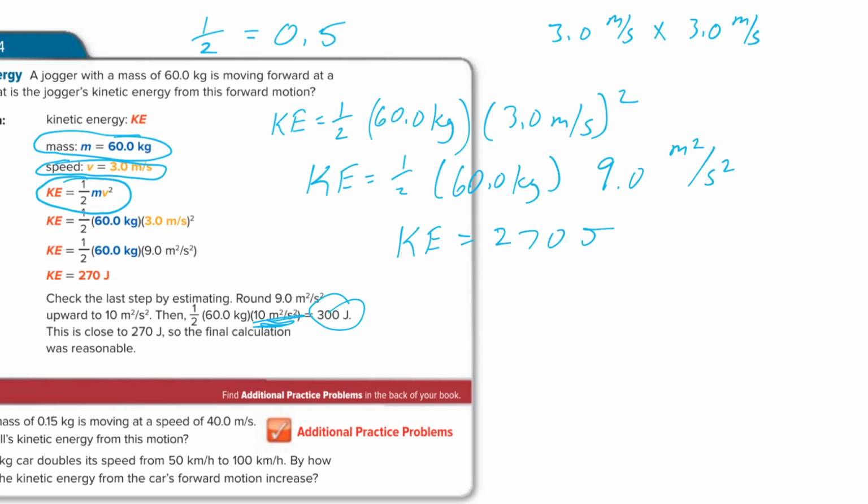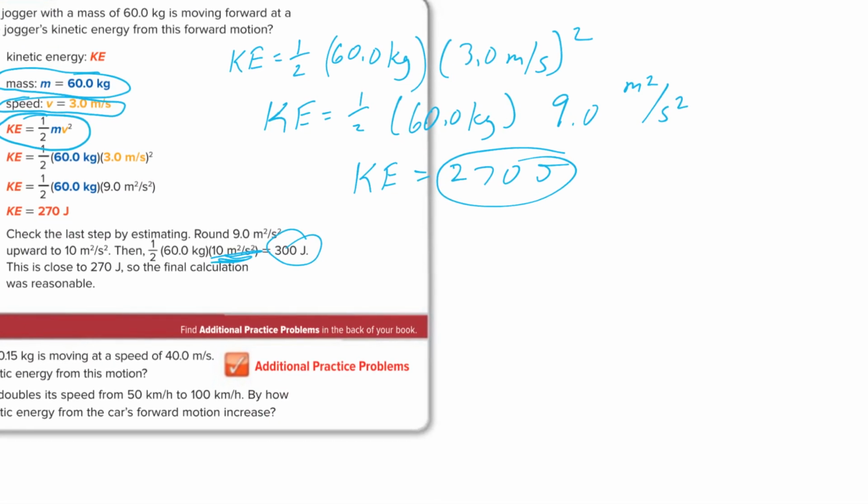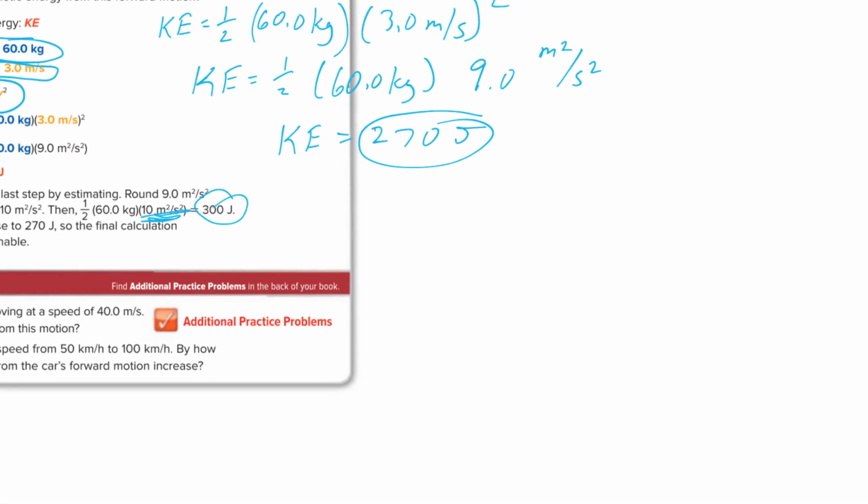And again, on a calculator, remember this 1/2, you either divide by 2, because a division symbol looks like a fraction anyway, so all that is 1 divided by 2. So you can say 1 divided by 2 times 60 times 9, and that should give you this 270 joules. That's how you do it if you're given mass and speed. Well, you could be given energy instead.